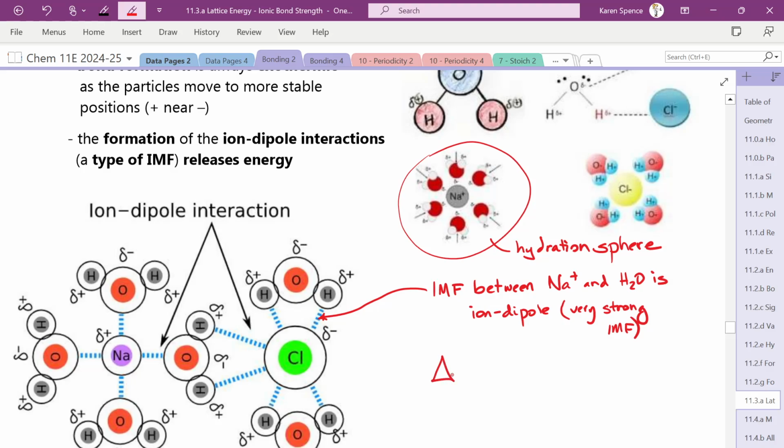And so delta H of hydration, is that positive or is that negative? It's going to be negative. Why is it negative? Have a chat about that with your neighbor. Why is it negative?